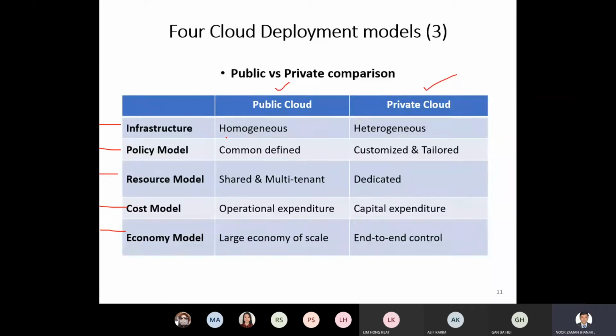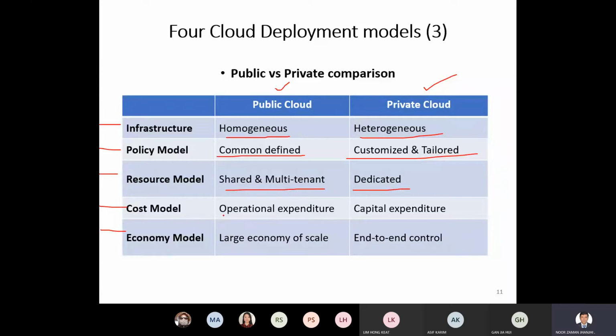Infrastructure: the public cloud will be homogeneous. The private cloud will be heterogeneous because it is not supposed to provide services to everyone. Then the policy model: here the policy will be common because it's for common people. But in private, the policy will be customized and tailored; they can define their own policy. Resources: here they will be shared and multi-tenant. But in private, they will be dedicated to that particular organization. It will not be available to all.